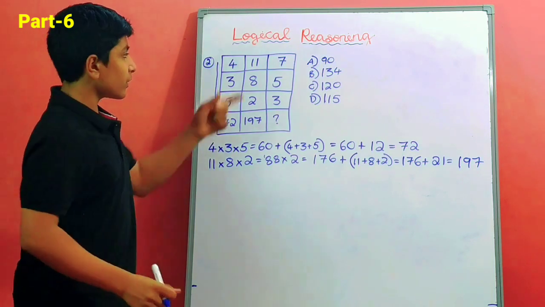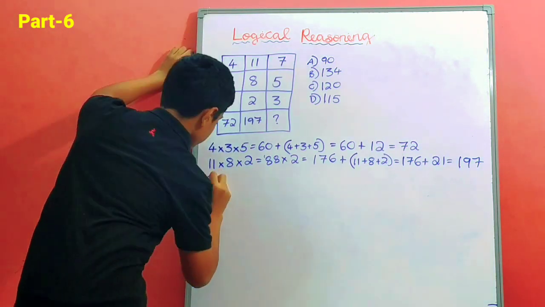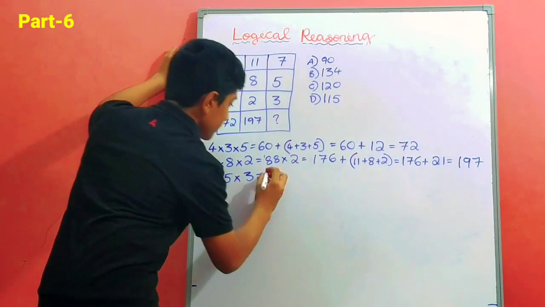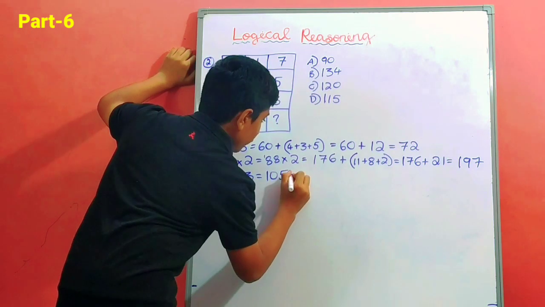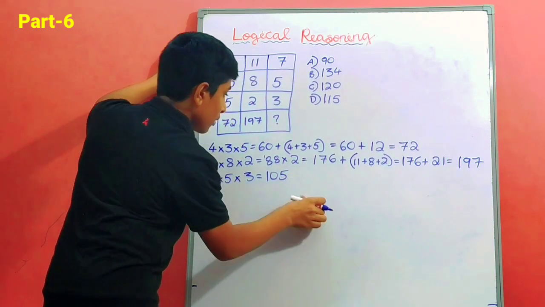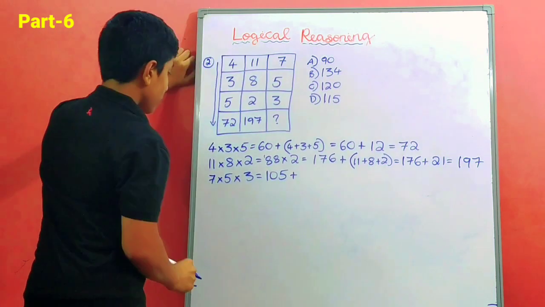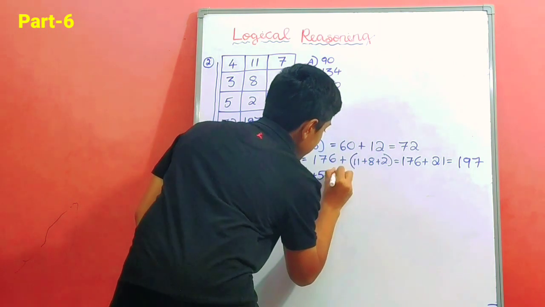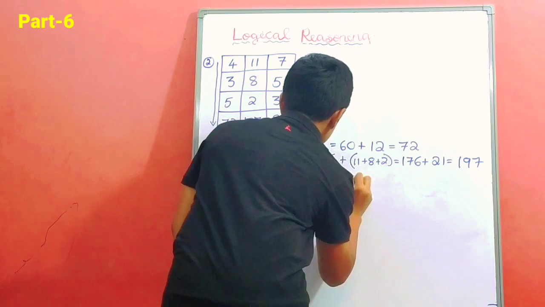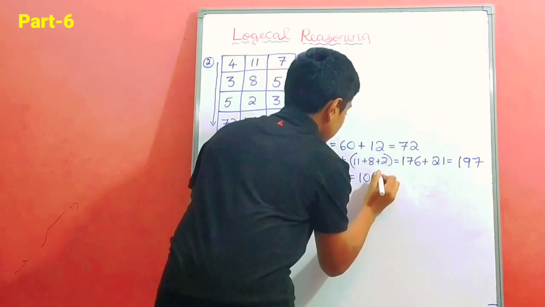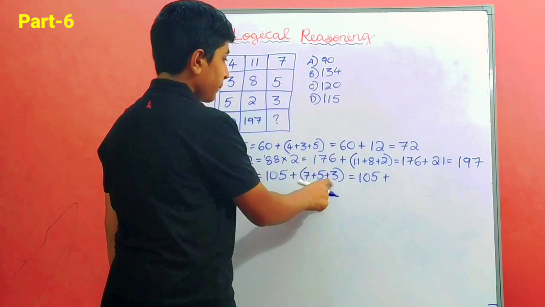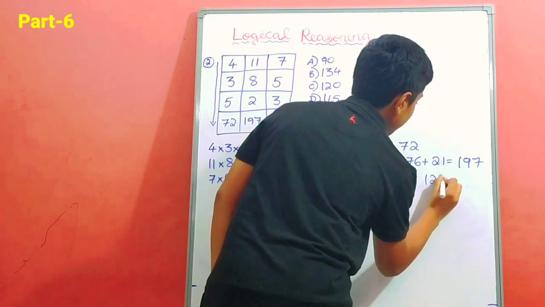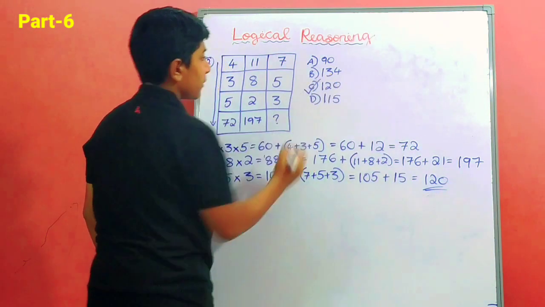If we apply the same logic for the third one, we'll have 7 times 5 times 3, which is 35 times 3, which is 105. Plus 7 plus 5 plus 3, which is 15. So 120 will be our answer. We have 120 in the options.